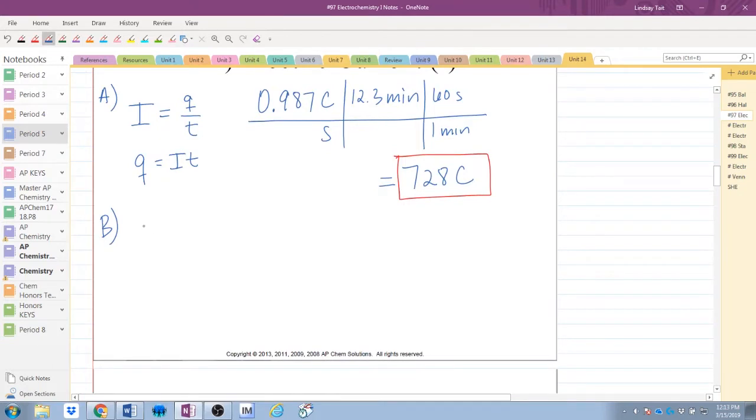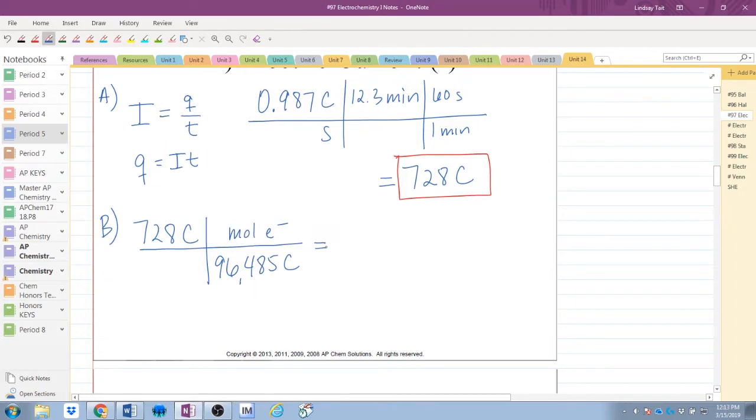So here, I'm just going to use dimensional analysis. I know that I had 728 coulombs. And so Faraday's constant, 96,485 coulombs in the denominator per mole of electrons in the numerator.